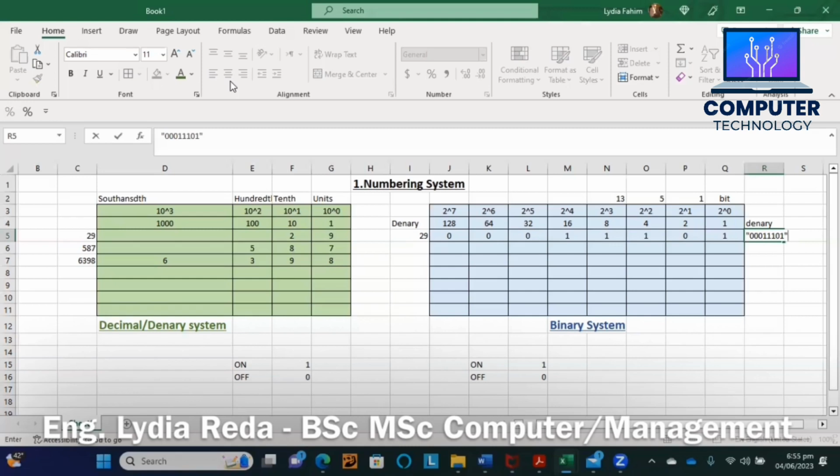Okay, let's do another one. Let's go a little bit bigger. 54. Does the 54 contain a 128? It's a no. 64, no.